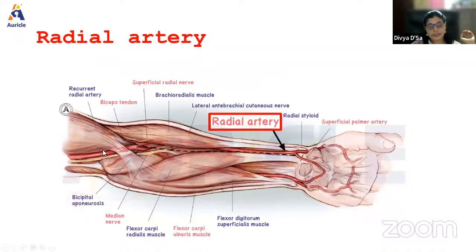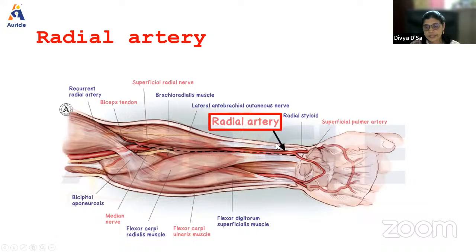Course: once it is given by the brachial artery, the radial artery runs deep to the brachioradialis muscle on the lateral side in the upper two-thirds. In the lower one-third, this artery becomes superficial, covered just by the skin, superficial fascia and a little deep fascia. That is why you feel the radial pulse here.